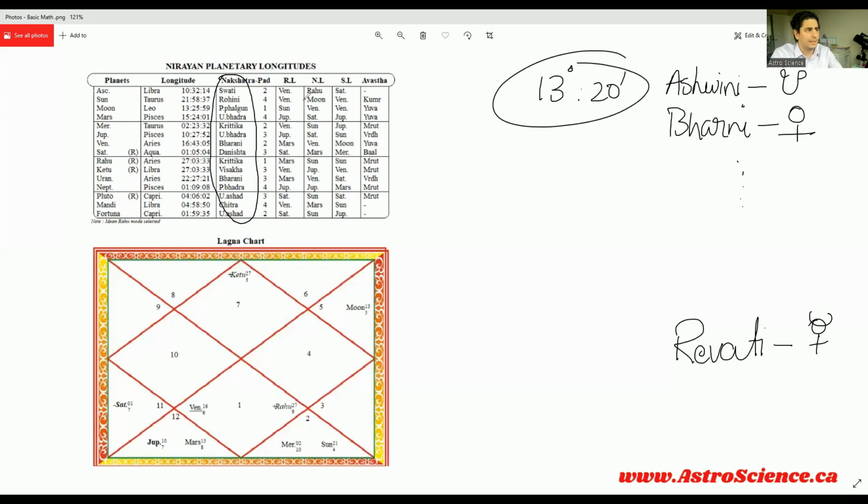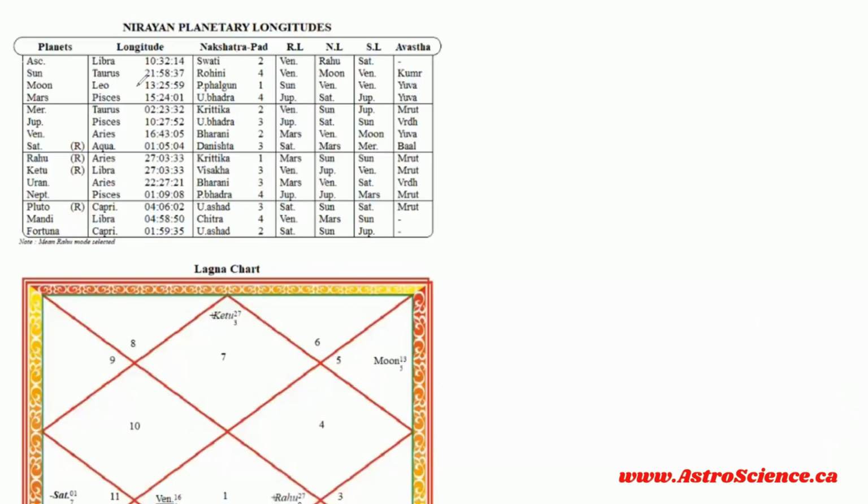So Sun is right now in the nakshatra of Moon, as you can see, and Moon is in the nakshatra of Venus, because Moon is in Purva Phalguni nakshatra, which is ruled by the planet Shukra or Venus. And if I have to see the credentials of Moon, Moon is in the sign of Leo at 13 degree and 25 kala.